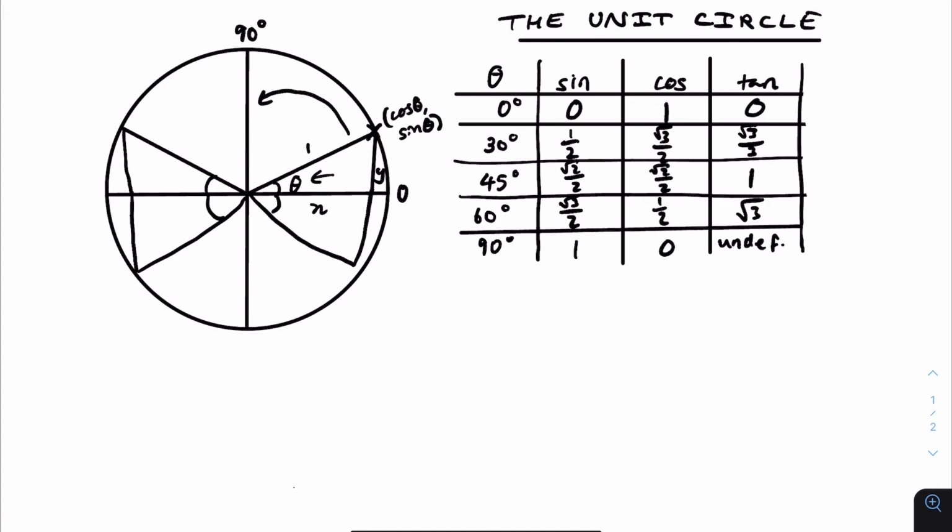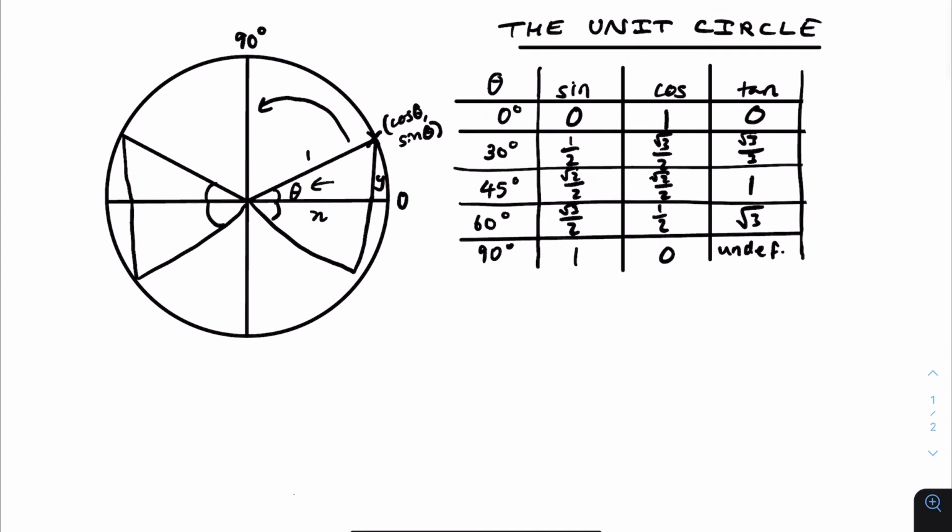Anyway, I hope this introduction to the unit circle was useful, and that now you'll be able to figure out how to find the critical angles of 0, 30, 45, 60, and 90 degrees of sine, cosine, and tangent. Thanks so much for watching this video, and see you in the next one.